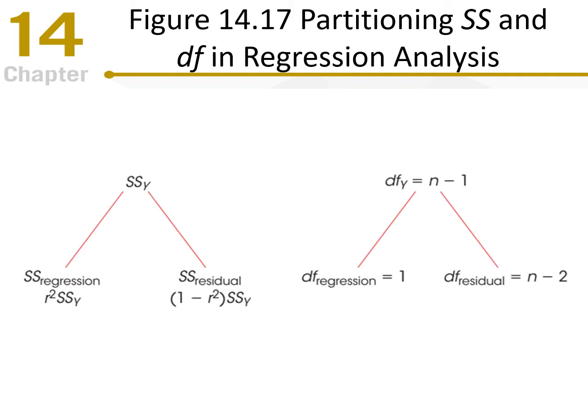So I know that my sum of squares of y can be partitioned into regression and residual. The regression is r squared times the sum of squares of y. The residual is everything else that's left, 1 minus r squared times the sum of squares of y. And I know that my degrees of freedom can be partitioned into regression and residual. The regression degrees of freedom is 1, and the residual degrees of freedom is n minus 2. So degrees of freedom regression is always 1.